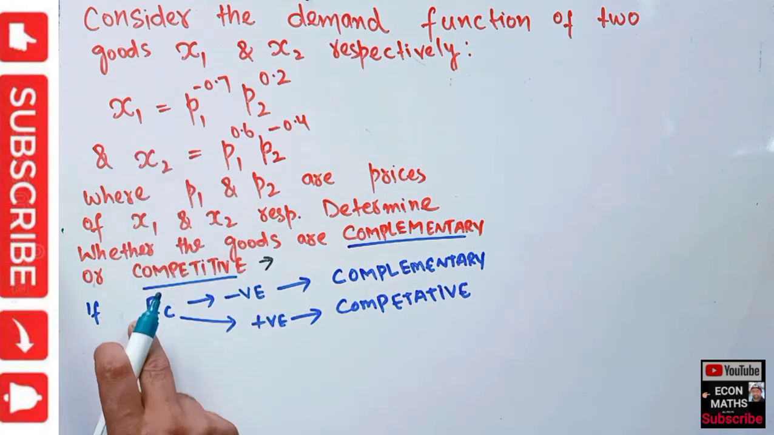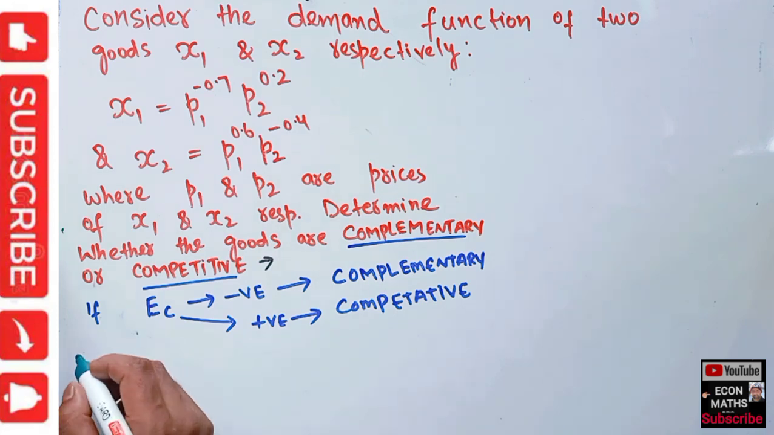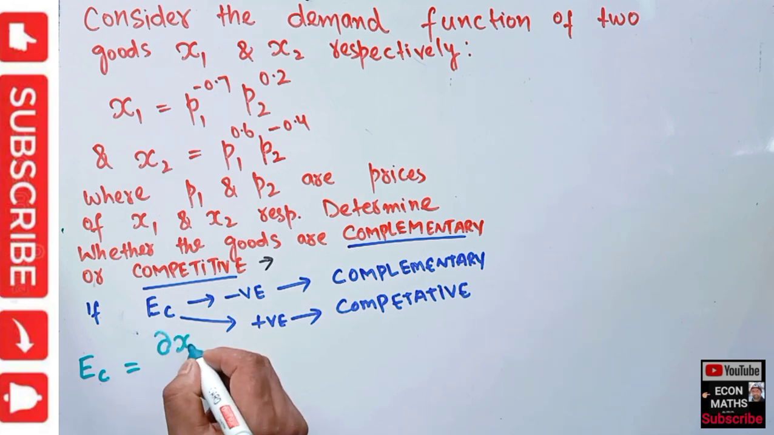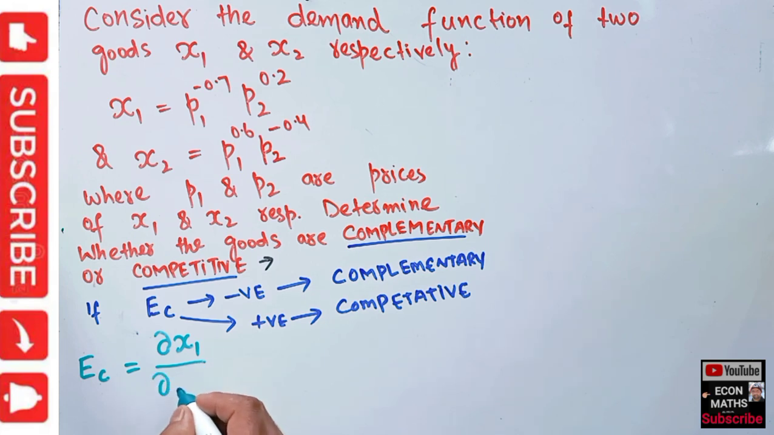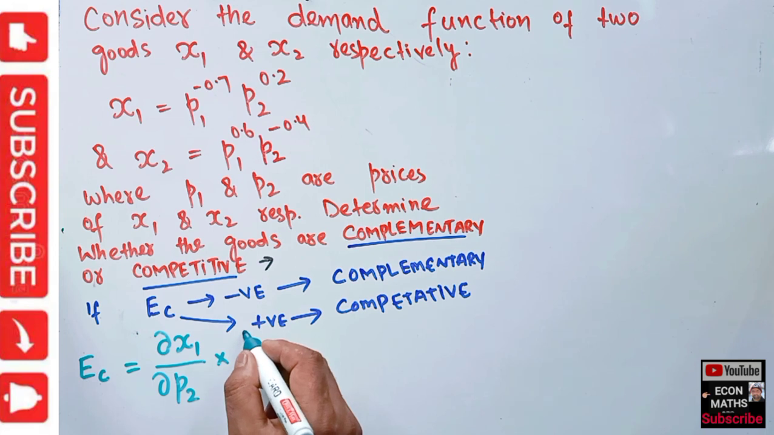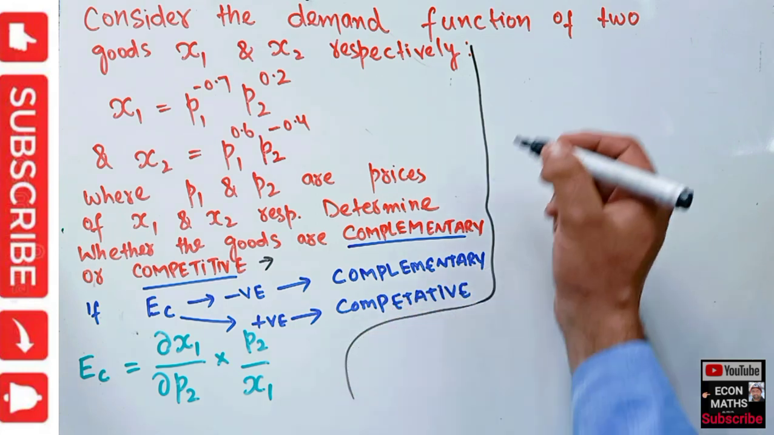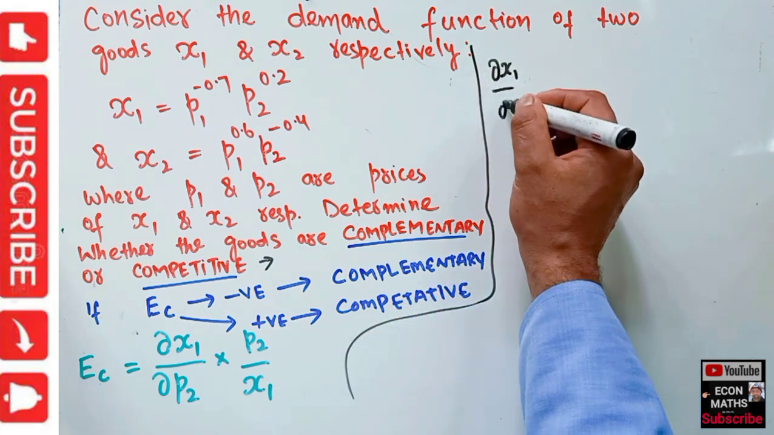We are given the demand function. Let us find the cross elasticity of good x1, and let's denote it by EC. Cross elasticity of good x1 is simply the change in the quantity of good x1 due to the change in the price of good x2, times p2, the price of good x2, divided by the quantity of good x1. This is the formula. Cross elasticity simply tells us how quantity demanded of good x1 changes due to the change in the price of good x2. So let's calculate this derivative, that's del x1 upon del p2.